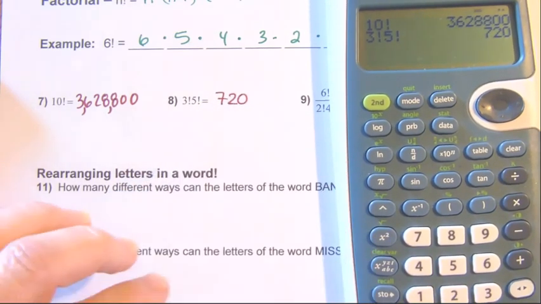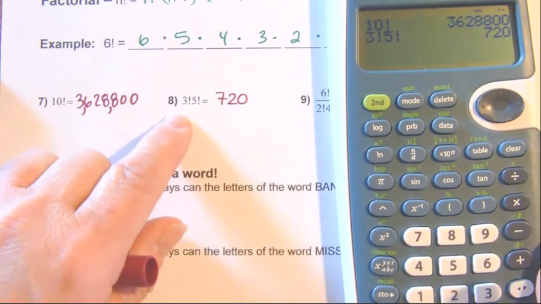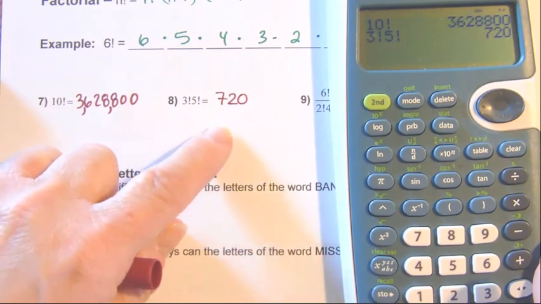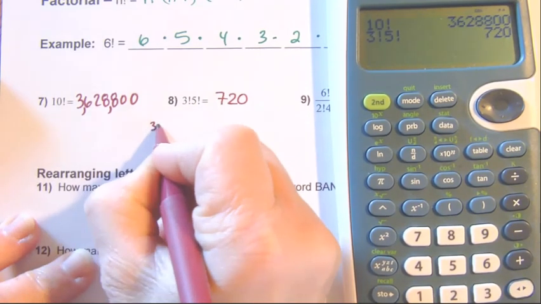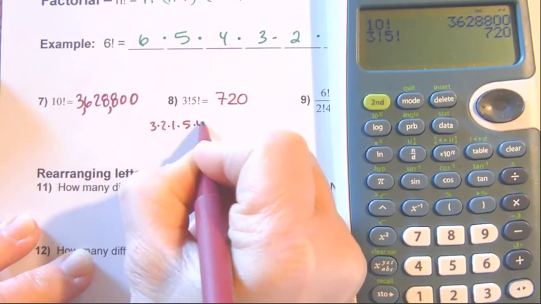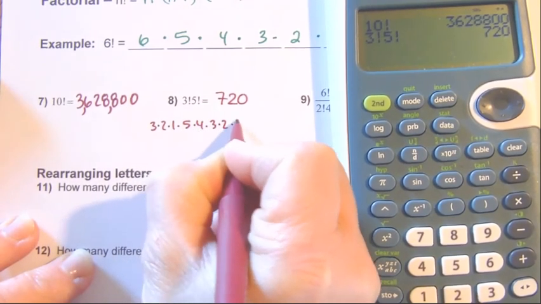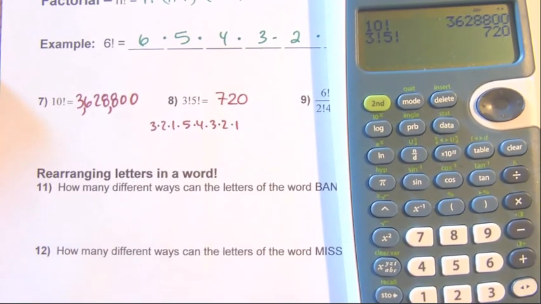If you don't have a calculator and you don't want to use one online, you could just do 3 times 2 times 1, 5 times 4 times 3 times 2 times 1. And so that's another possibility. It's just nice if you have the shortcut. So you could do that also.